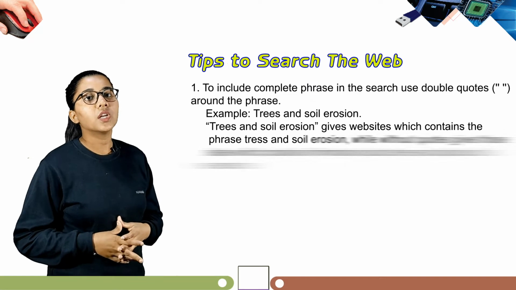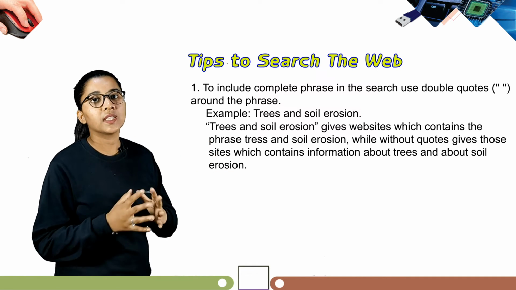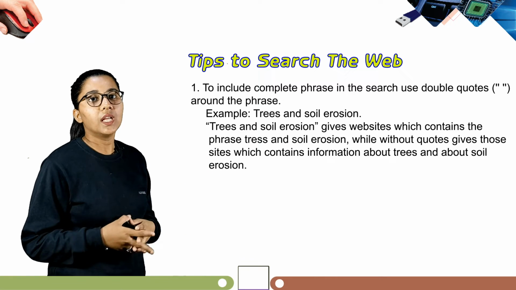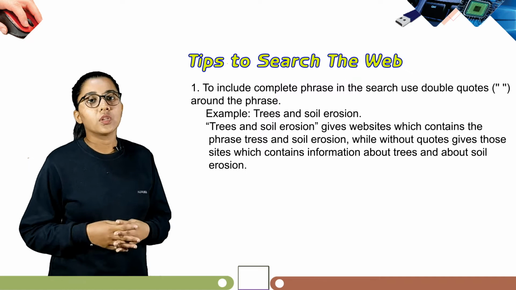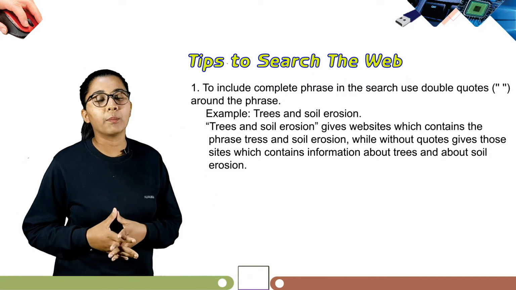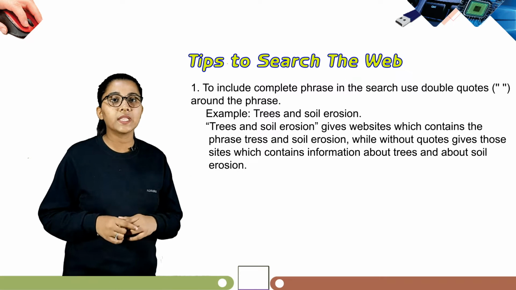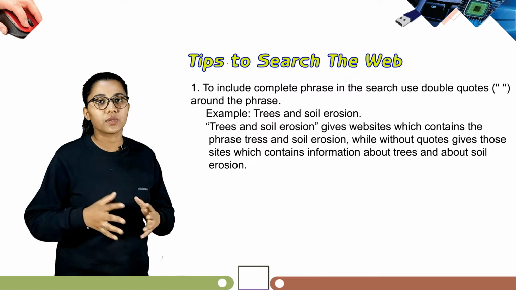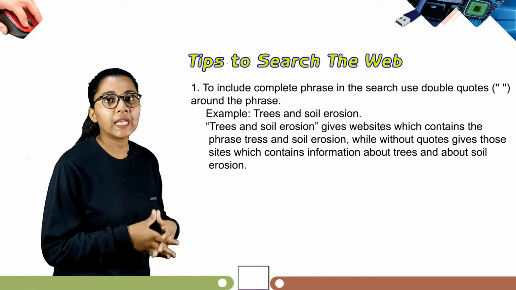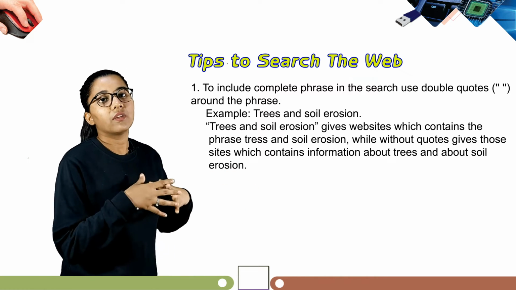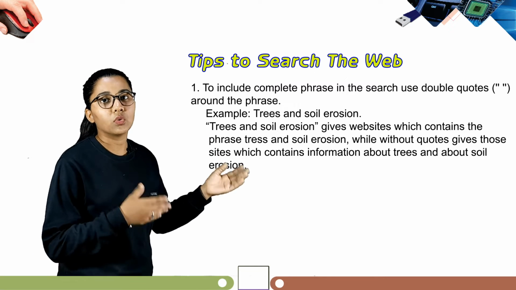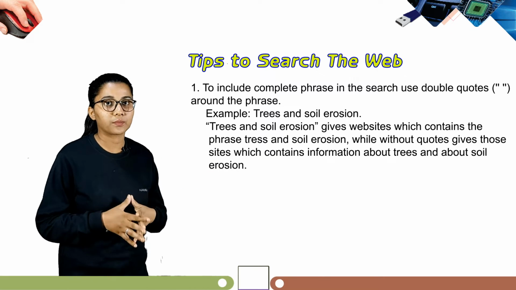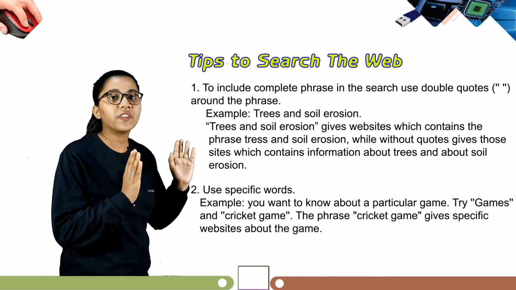So first is to include a complete phrase in the search, use double quotes around the phrase. Example, "trees and soil erosion". You have to use double inverted commas around the whole sentence: first one before trees and the second one after erosion. This gives websites which contain the phrase trees and soil erosion, while without quotes it gives those sites which contain information about trees and about soil erosion.